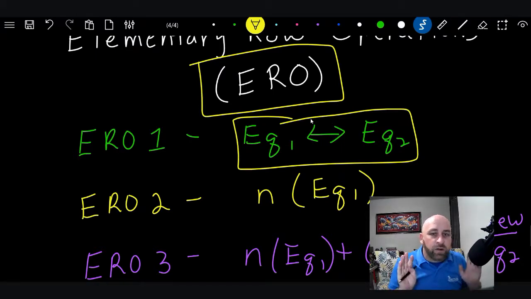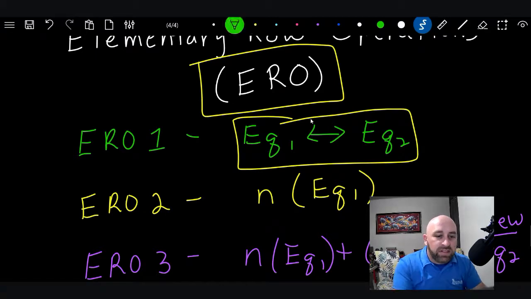It's the easiest question you can ever get asked in the history of the world, right there. So easy. Just switch 1 and 2. You don't have to do anything. There's no math. Just switch them. Okay? You're done. All right, ERO2. What if they say perform ERO2?